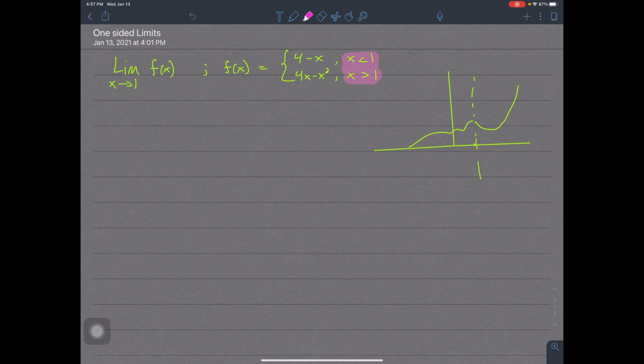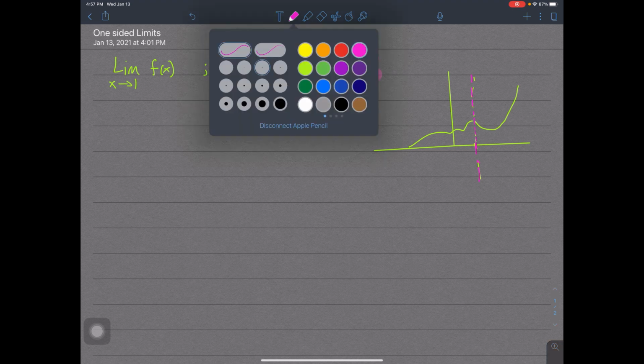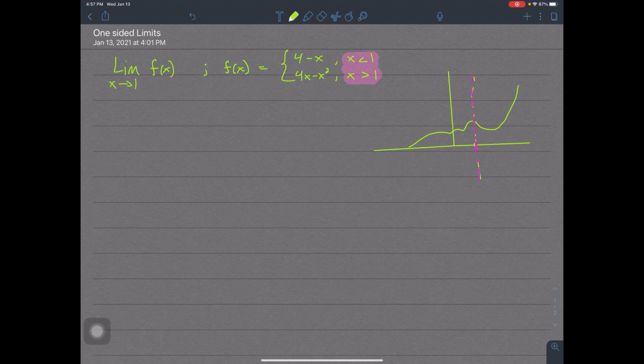So let's say that the point x is equal to 1 is right over here. That's our imaginary line right there. What this piecewise function is stating is that on the left side of x is equal to 1, we have some function, let's just say 4 minus x. That's not what it actually looks like, it could be anything, but just for the sake of getting the theory in, let's say that. And then on the right side of x is equal to 1, we have some function which is 4x minus x squared. It's not what it looks like, but just for theory's sake, we're going to say that's what it is.